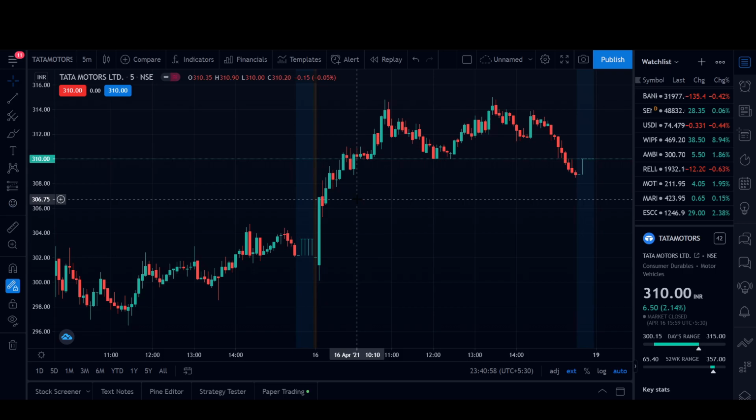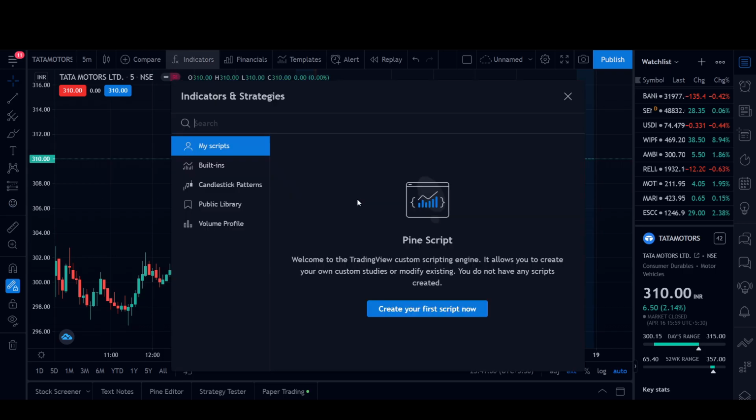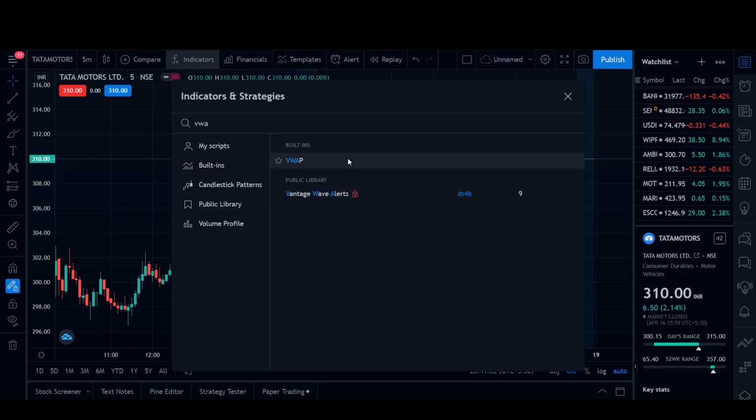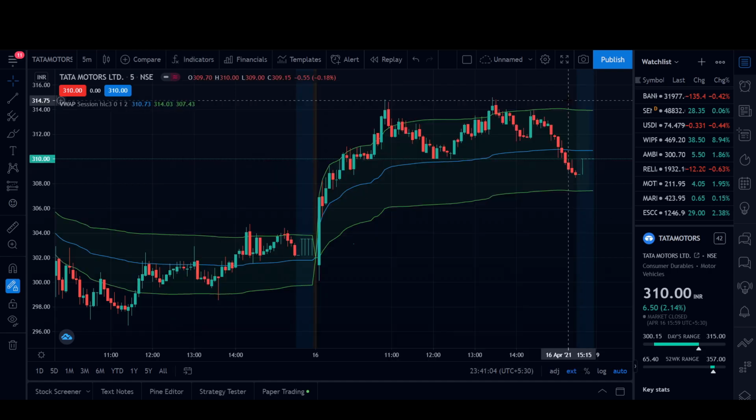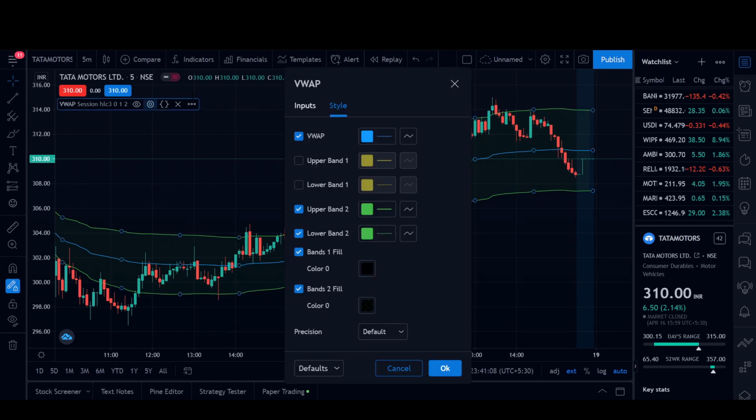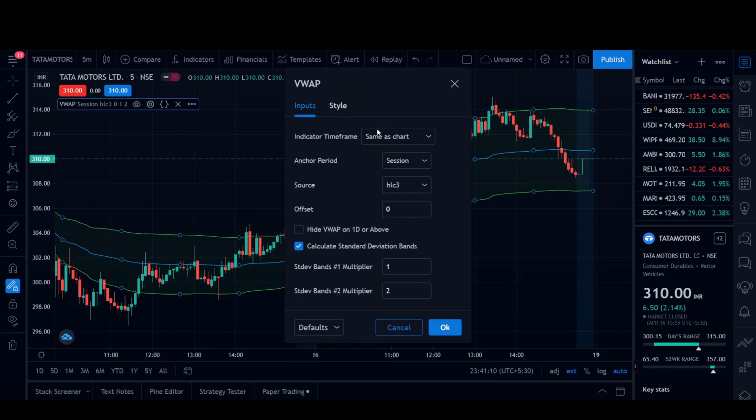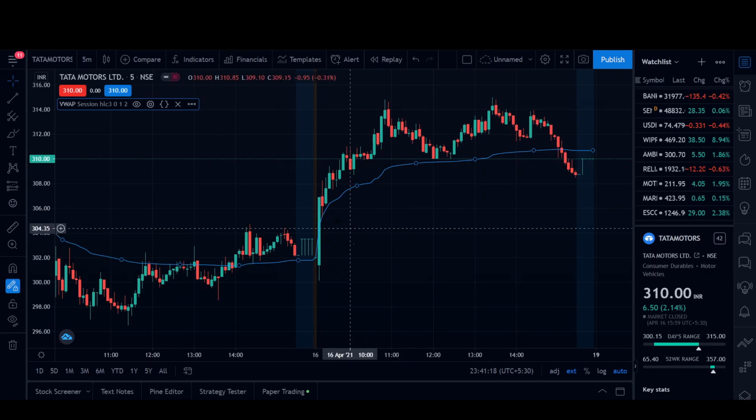One of the indicators is VWAP, volume weighted average price. If you want to know in depth about VWAP, I've made a video on it. You can go check that video out. So first, let's get rid of calculate standard deviation bands. We don't need this. So over here, the VWAP.